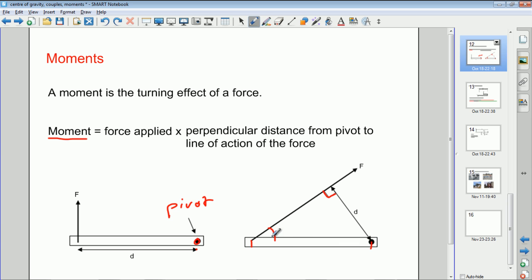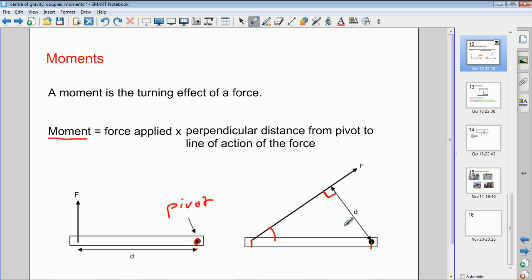So you effectively adjust the distance from the pivot until it makes a right angle and is perpendicular with the line of action of the force. Sometimes it's quite difficult to spot what the correct distance should be, and you need to think quite carefully about that when you're solving moments problems. So in both cases here, it would be FD, where this is F and this is D in this one, and this is F and this is D, with that right angle in there for this one on the right. Okay, so that's how you calculate a basic moment.